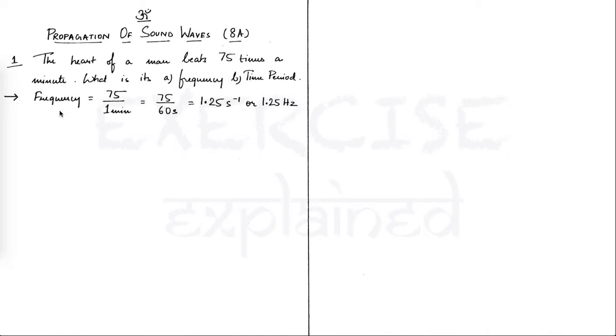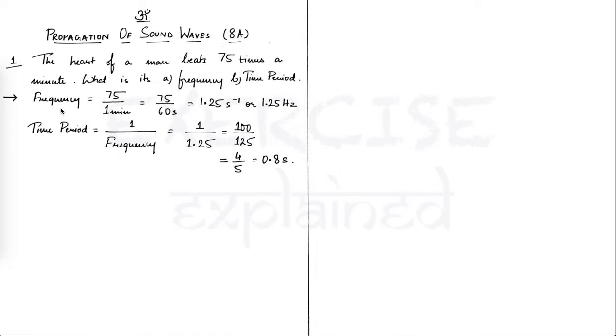Now since we have got the frequency, we can find the time period. So time period will be 1 by frequency. So frequency I've got 1.25, so I can write it as 1 divided by 1.25. If I multiply numerator and denominator by 100, I get it as 100 divided by 125.